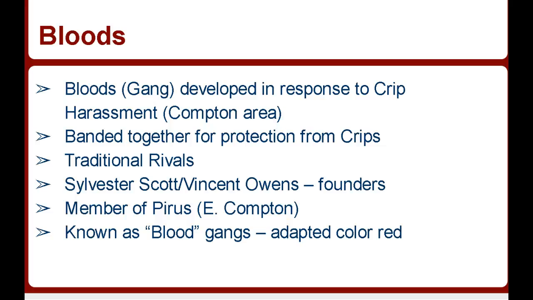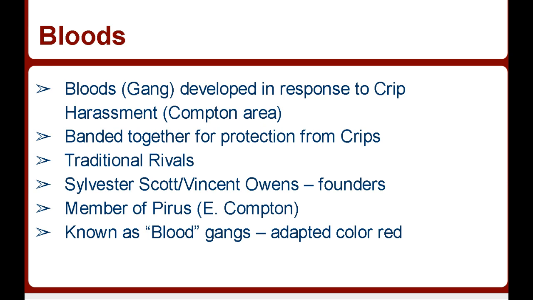Bloods were developed by Sylvester Scott and Vincent Owens. They were the founders, and they were members of the Piru gang out of East Compton. Piru is a street. San Diego has a street called Piru Street. So you'll find Bloods will call themselves Pirus, kind of as an affiliation with the early founding of it, or if they actually lived there. But they were known as blood gangs because they're like blood brothers.